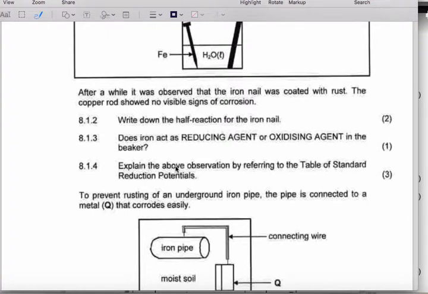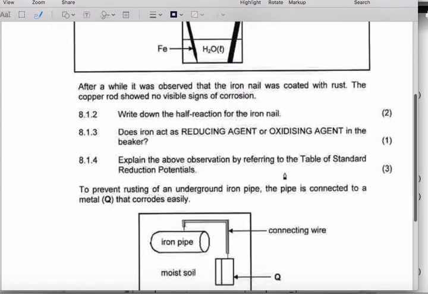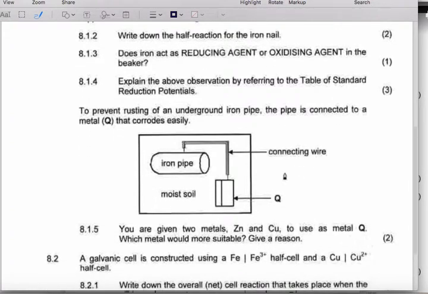Explain the above observation using your table. Well, we've just explained it, that the one on top is the one that is the strongest reducing agent and the one that wants to lose electrons.